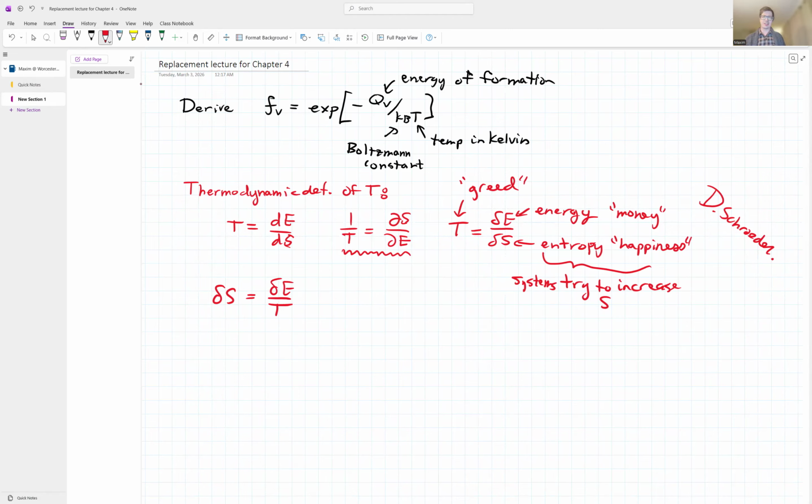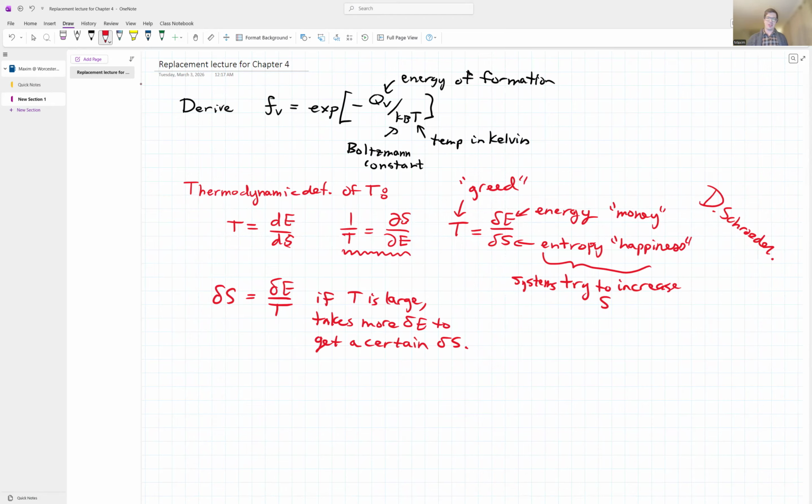So it basically says that if the temperature is high, so if T is large, then it takes a lot of energy to increase the entropy by a certain amount. The larger T is, the larger your greed is, the more money basically it takes to raise your happiness by the same amount. So if T is large, it takes more delta E to get a certain delta S.